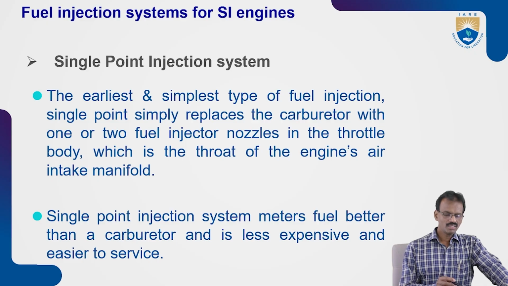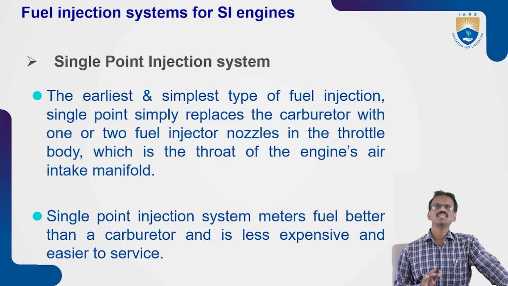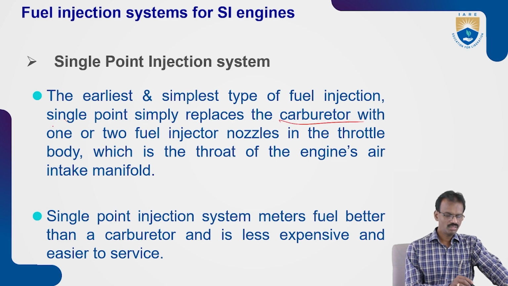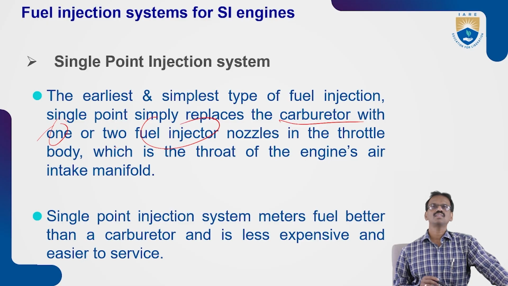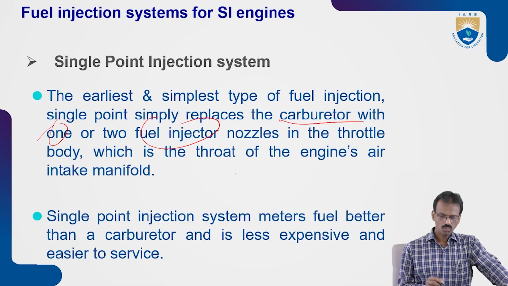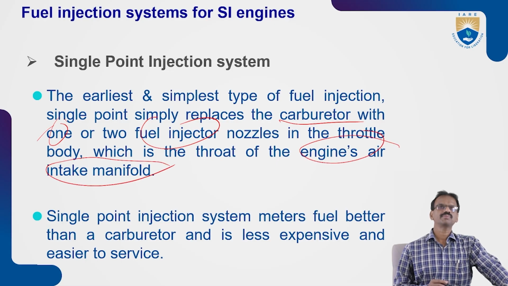Okay, the earliest and the simplest type of injection system, the first injection system, is the single point, which simply replaced the carburetor with one or two fuel nozzles in the throttle body. The throttle body is the throat of the engine's air intake manifold. You can see it in the diagram also.